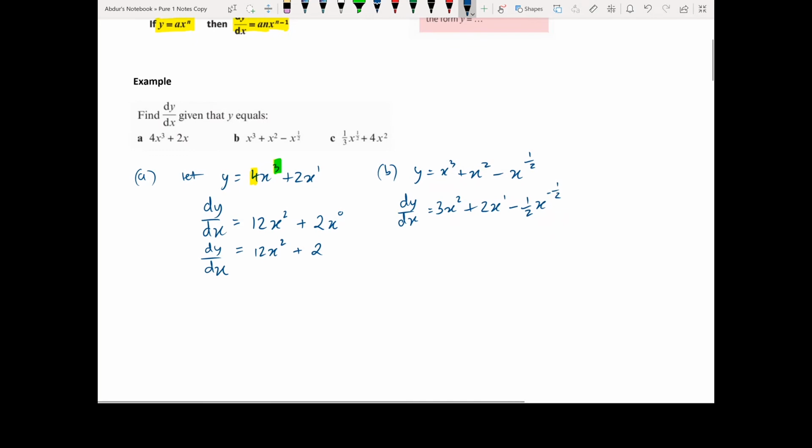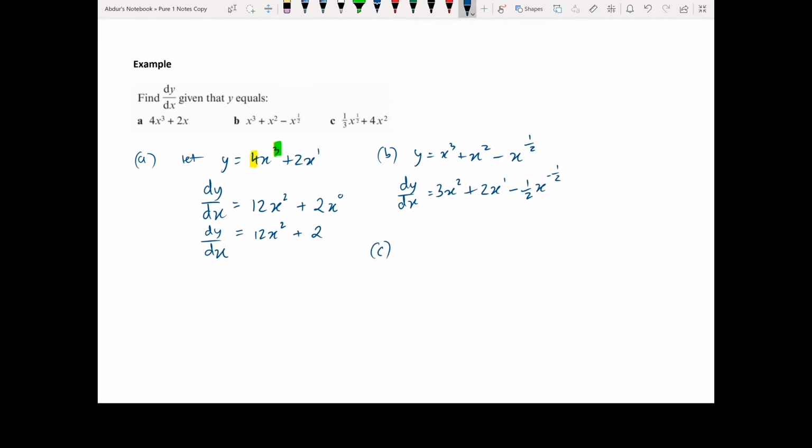So that's part B. And likewise, part C here, y is equal to a third x to the power of half plus 4x squared. When we differentiate this to find dy by dx, remember we multiply the coefficient in front by the power. That gives us 1 over 6 x to the power of, we reduce the half by 1, gives us minus a half, plus 2 times the 4 gives us 8, reduce the power by 1, x to the power of 1.